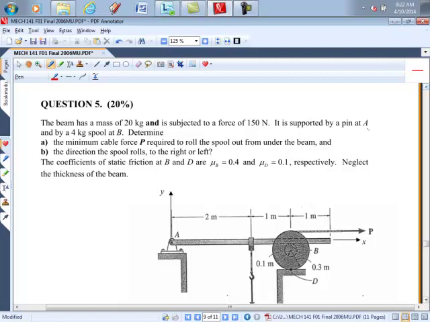All right, so it's supported by a pin at A and by a 4 kilogram spool at B. We're asked to determine the minimum cable force P required to roll the spool out from under the beam, and the direction the spool rolls, to the right or to the left. And we're given coefficients of friction at B and at D. So B is at the inside of the spool where the beam is supported by it, and D is where the spool contacts the ground, the horizontal surface.